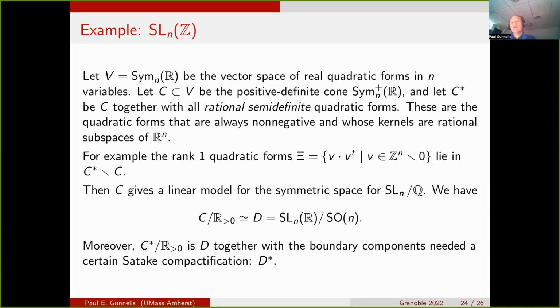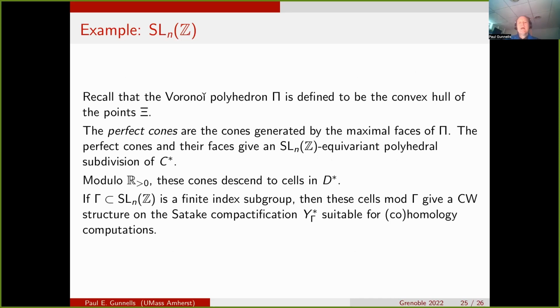That would also give you a model, but I think it's nicer to divide by homotheties. If you take D with those boundary components, you will get a certain symptotic compactification. You get one of the minimal ones. And when we mod out, the reduction theory comes from, I know I'm a little bit late, but let me just get through these last 2 slides, sorry.